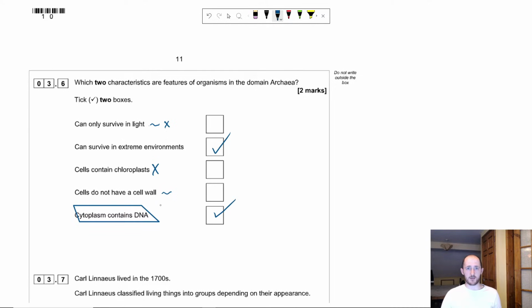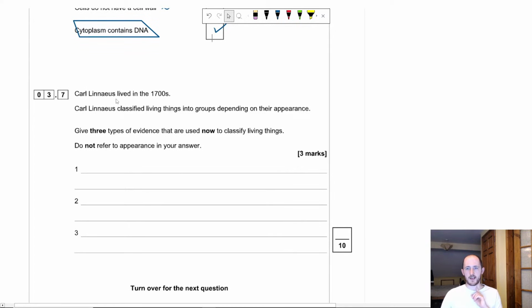I like to use process of elimination for questions like this. Carl Linnaeus lived in the 1700s. He classified living things into groups depending on literally their physical appearance. So he looked at them and said which animals look similar, or plants or anything else, which is actually a pretty decent way of doing things. Like all dog types look similar, and all cats, etc. But it's not 100% foolproof.